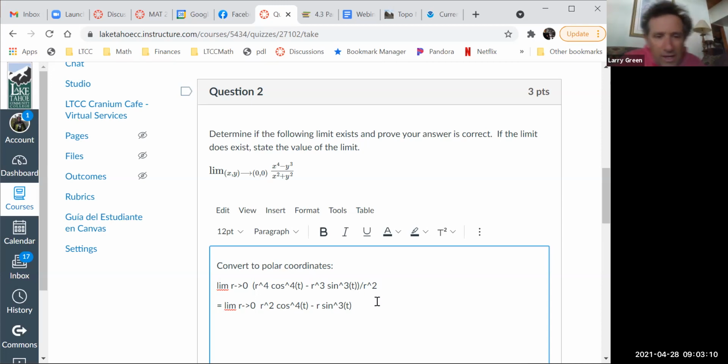Okay. Now, it's very important that cosine to the fourth of t and sine cubed of t are continuous functions. And because those are continuous functions, that means we really can just plug in r equals 0 and see what happens. And what do you get? Equals 0. So this limit does exist and is 0. Any questions? Any questions on question 2?